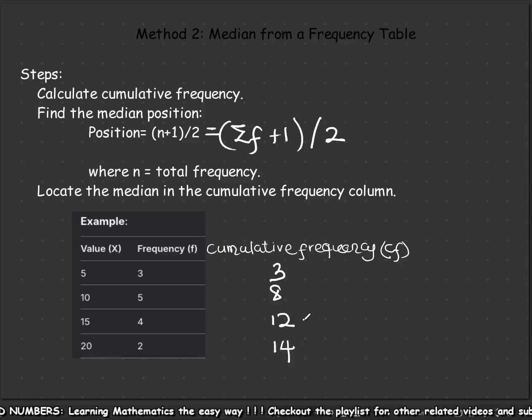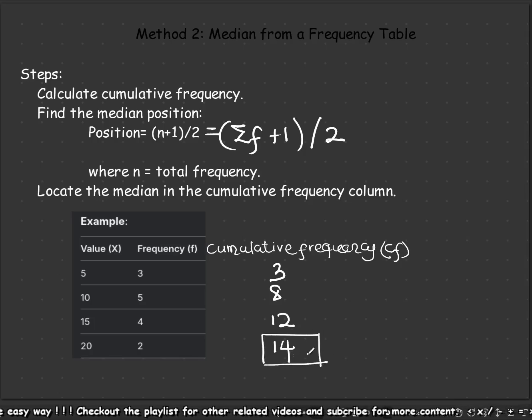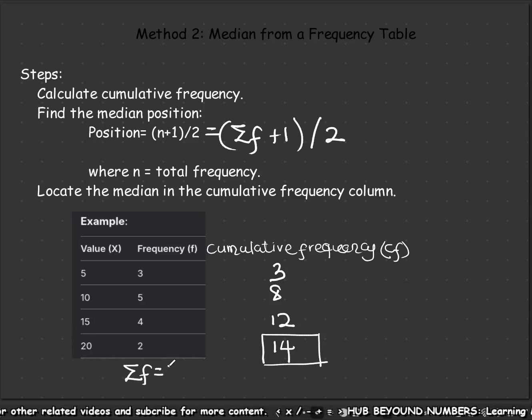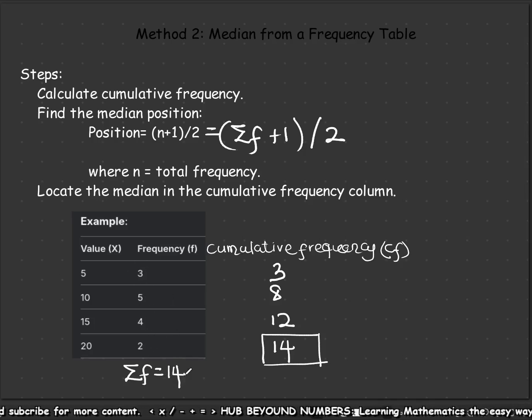You see that? Okay. Now, you are to also take note that this final answer you have here as your cumulative frequency for the last value is actually also the value of sigma f. You realize that if you add 3 to 5 to 4 and then to 2, you get 14, right? So we now have sigma f, that is the sum of all the frequencies. Now let's see how we are going to use that to get our median value.